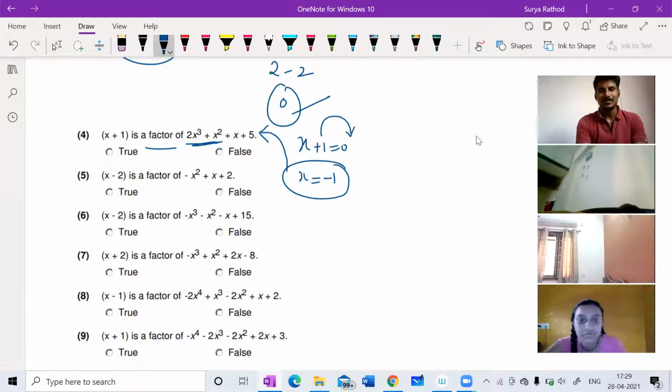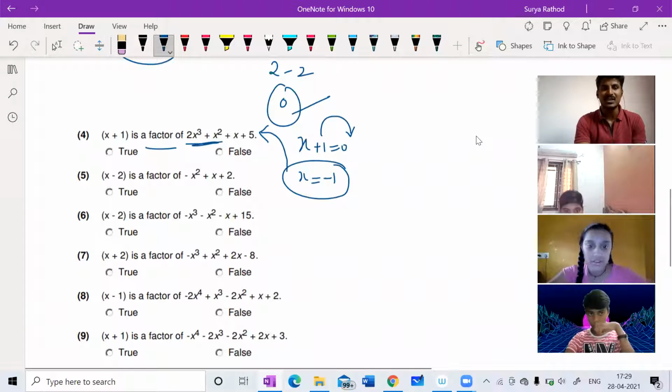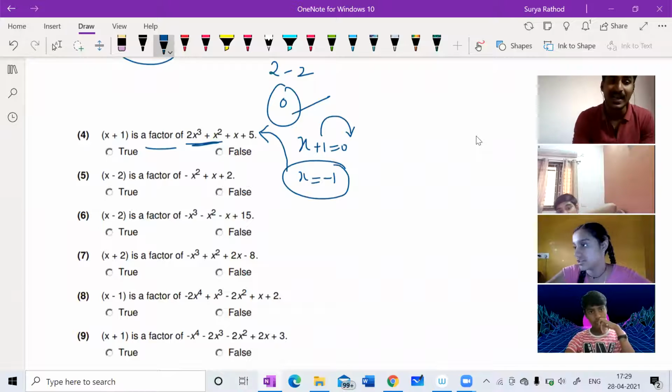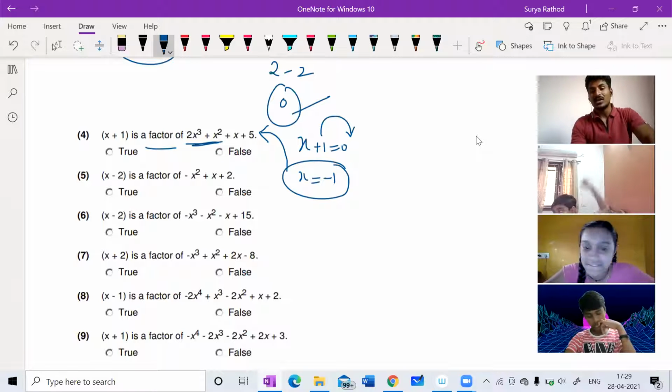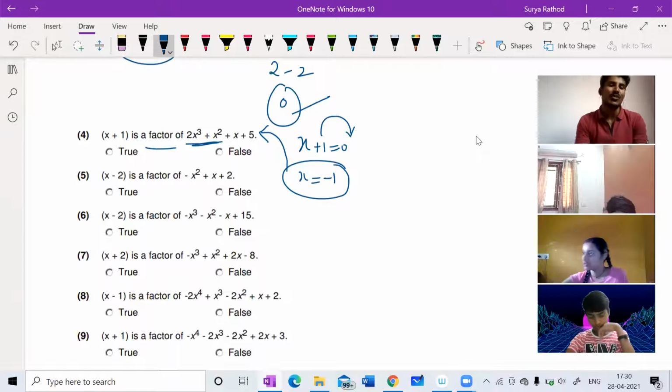Sir, but in the previous question, you got x equal to 1, right? But there I had x minus 1. Here I'm having x plus 1. Try to understand the difference between that. It need not be x is equal to minus 1 or x is equal to 1 for each and every question. It doesn't mean like that. It depends on the question. As per the question demands, we will be changing the value of x.